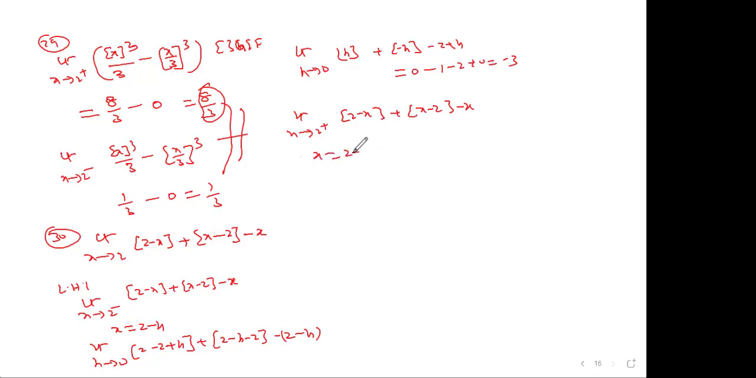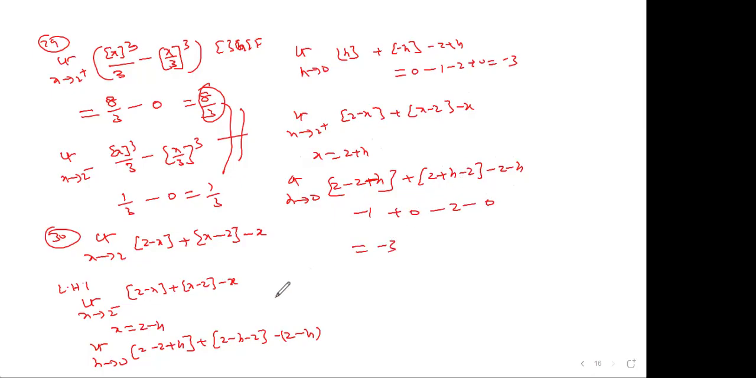For the RHL, limit h tends to 2 plus, 2 minus x plus x minus 2 minus x. So x is equal to 2 plus h. If you take limit h tends to 0, 2 minus 2 plus h minus here, minus will come here. See what will happen: 2 plus h minus 2, 2 minus h. So anyhow here you are getting minus 1, and here we are getting 0 minus 2 and 0. So the limit exists and the value is minus 3.